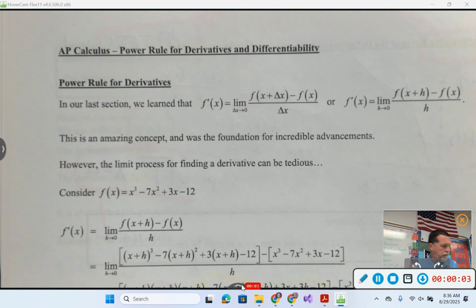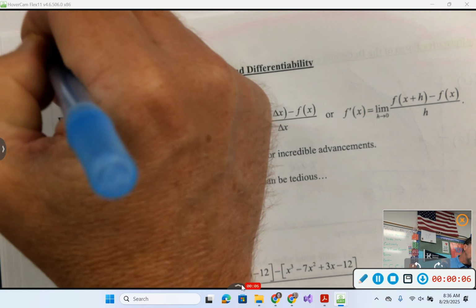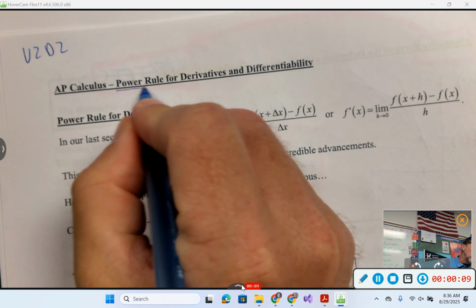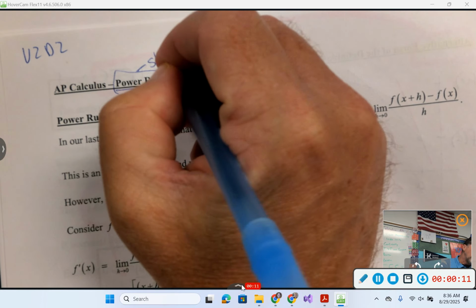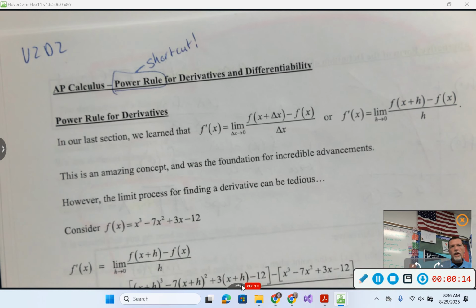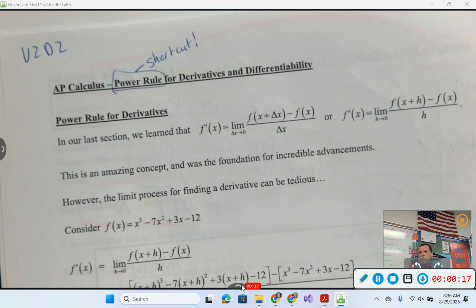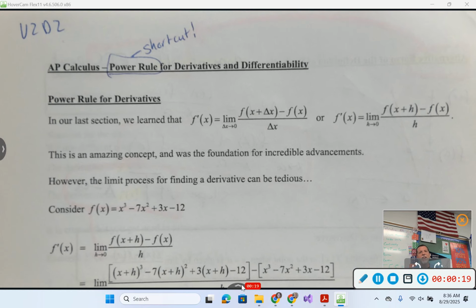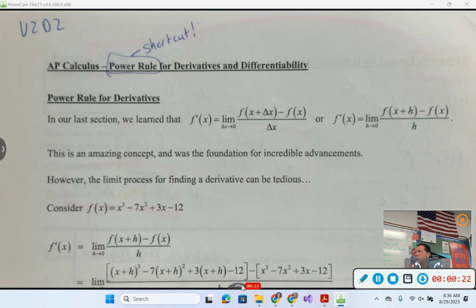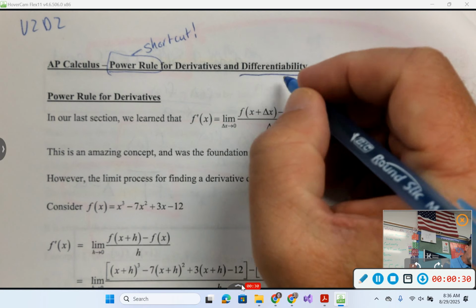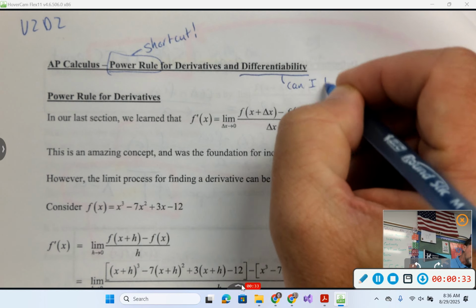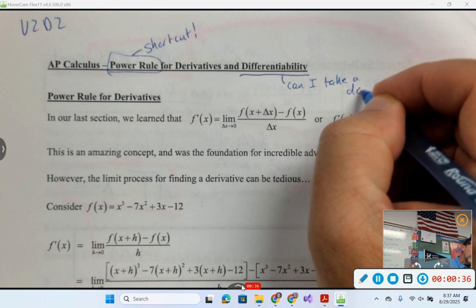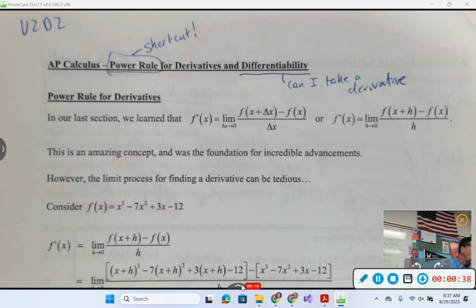All right, so this is day 2 of Unit 2. Power rule, that's your all-time favorite shortcut rule, and probably the most used rule for derivatives in calculus, because there's so many polynomials we deal with. We use it all the time. And then differentiability, that's just a fancy way of saying, can I take a derivative? Okay, that's part 2, so worry about that later.